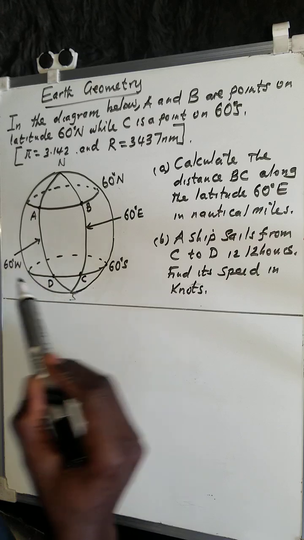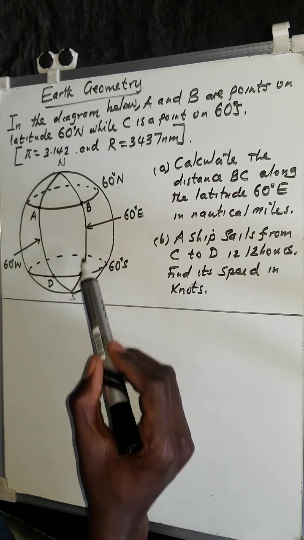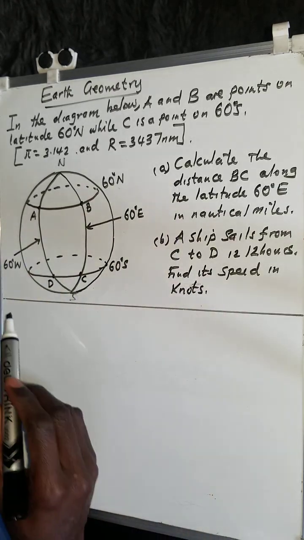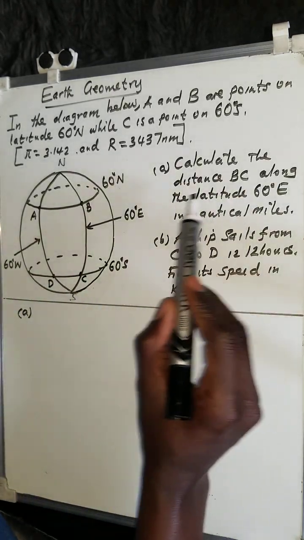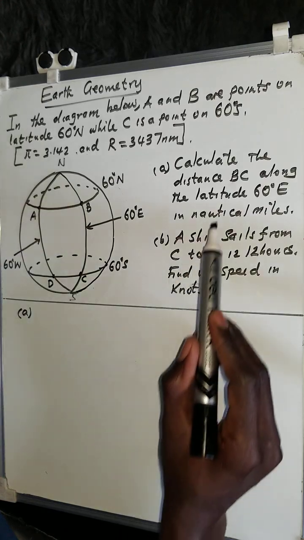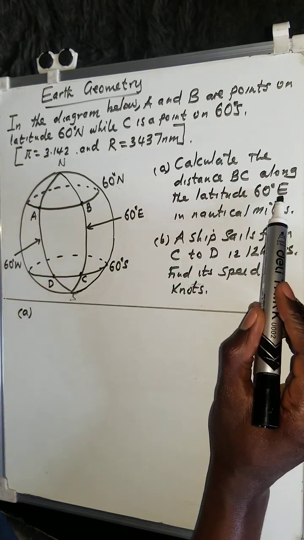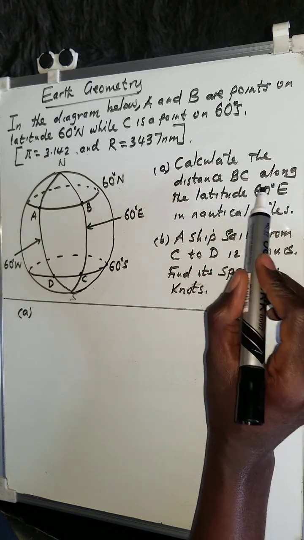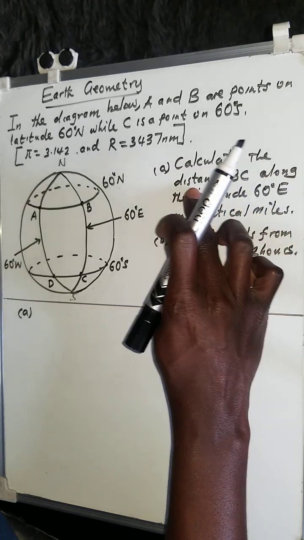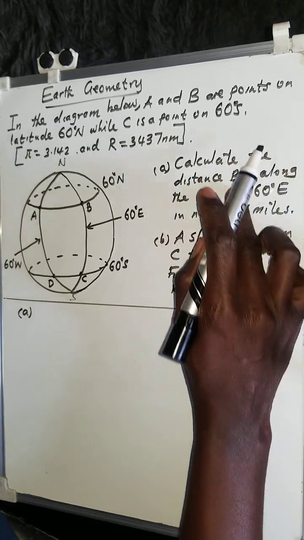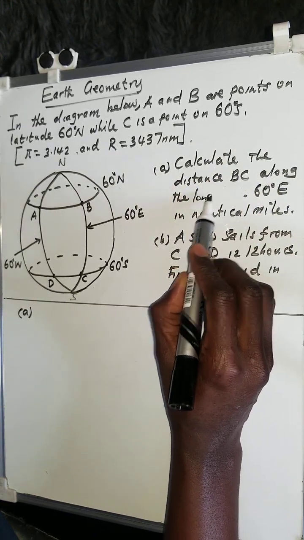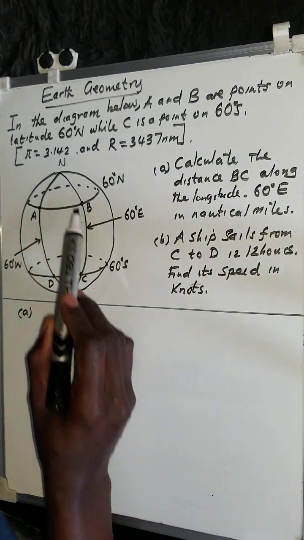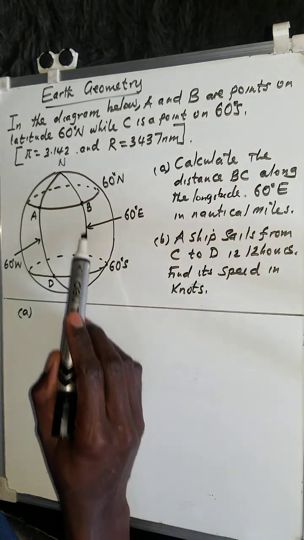A and D are lying on the longitude 60 degrees west, and B and C are lying on the longitude 60 degrees east. Then the question says, calculate the distance BC along the latitude. Sorry, that should have been calculate the distance BC along the longitude, not latitude. So remember, they want us to calculate along the longitude 60 degrees east.